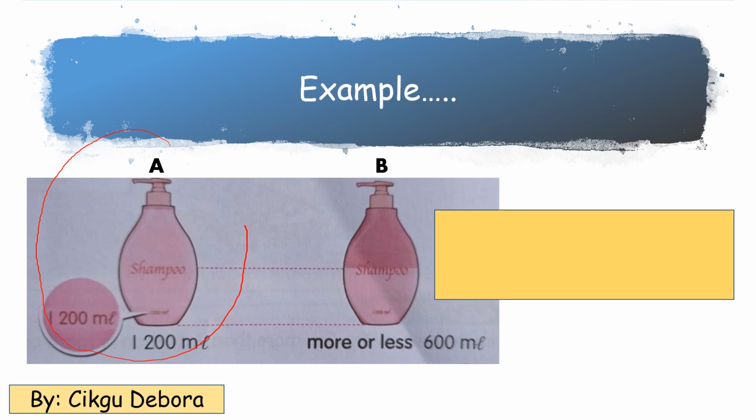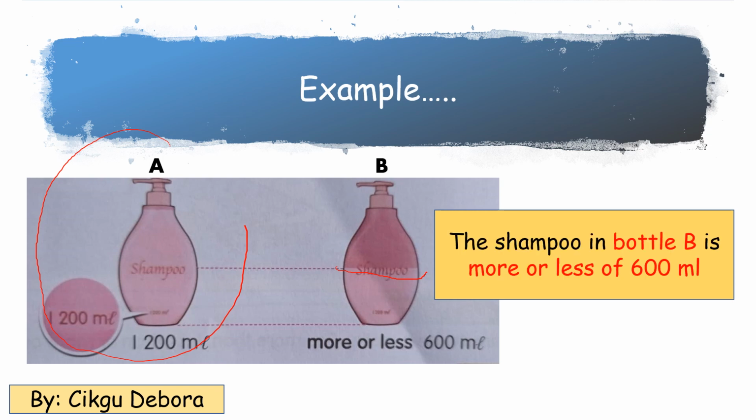So, from this diagram, we can see that bottle B only fills half of the bottle. So we can say half of 1,200 milliliter is 600 milliliter. So we can make estimation that the shampoo in bottle B is more or less 600 ml. So the shampoo in bottle B is about 600 ml.